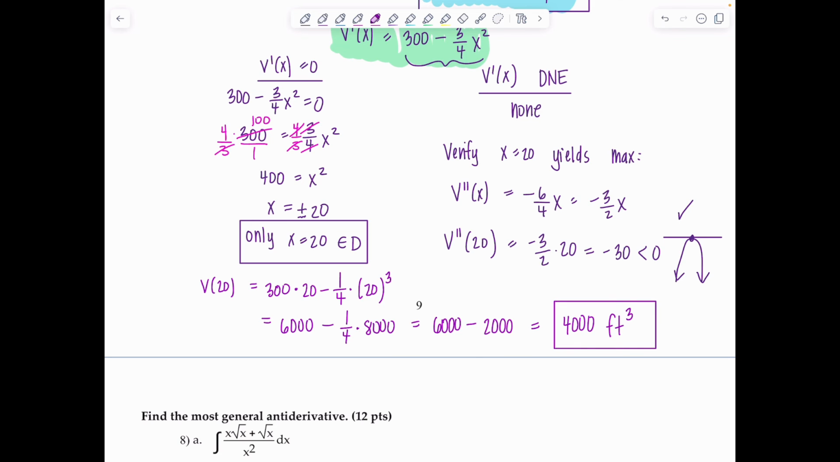Wow, wow, wow, what a good job. I'm going to double box it. I'm so proud. I haven't graded this problem yet, so I don't know how they did. Hopefully very well. We'll see.